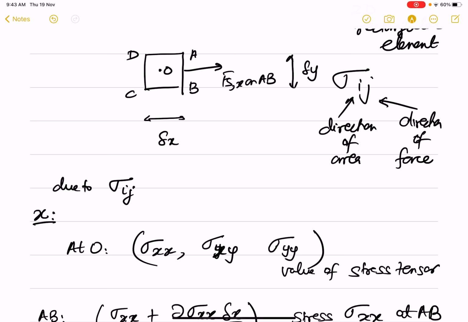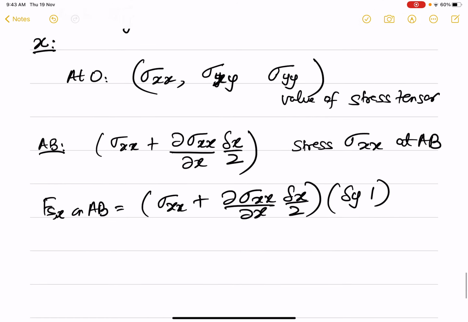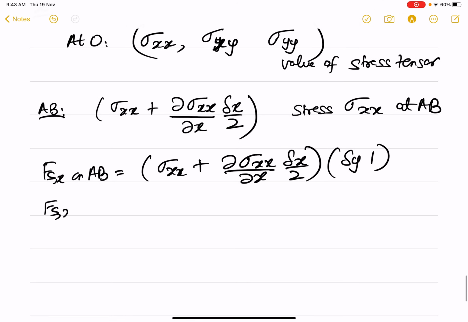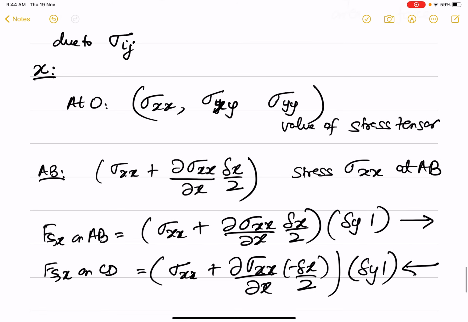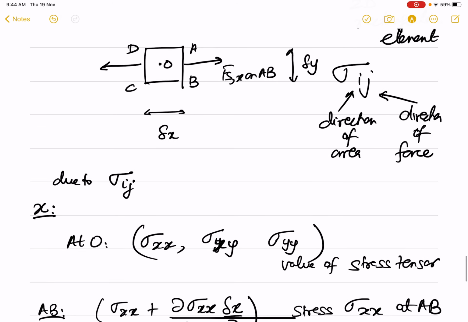Now on CD, Fsx on CD, if you write it in a similar way, will be sigma xx plus partial sigma xx by partial x multiplied by minus delta x by 2, times delta y times 1. Now the force on AB acts in the plus x direction, and the force on CD acts in the minus x direction. That is the sign convention. So this is Fsx on CD.